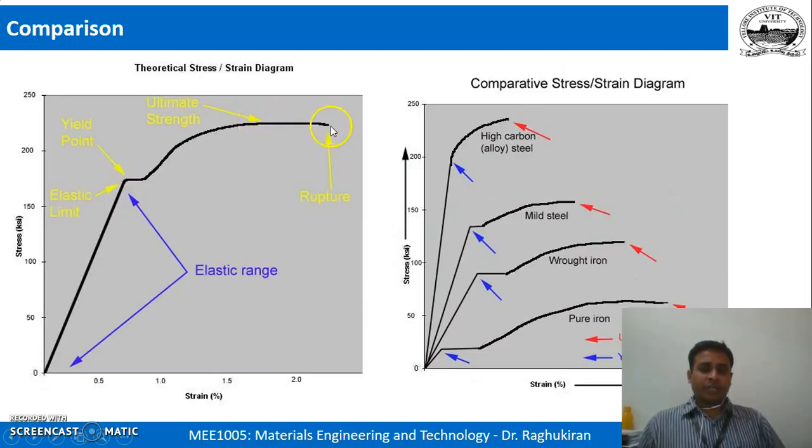So on the right hand side you can now compare, for example, mild steel and high carbon steel. See, high carbon steel has high strength, whereas the mild steel has low strength, and similarly low yield strength and so on.